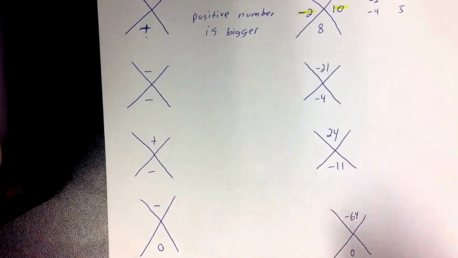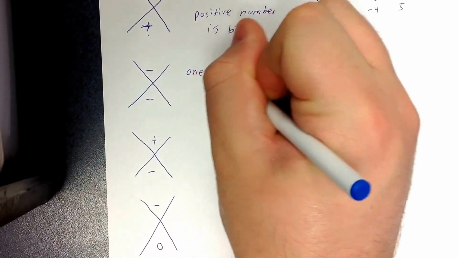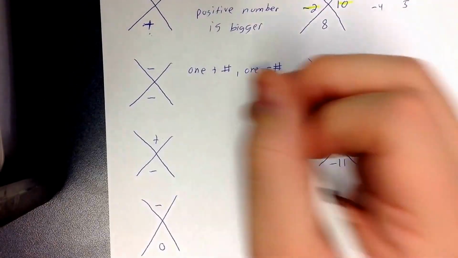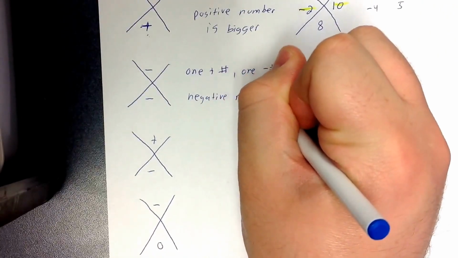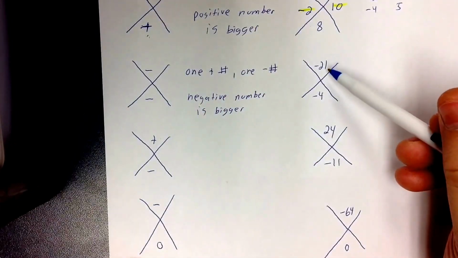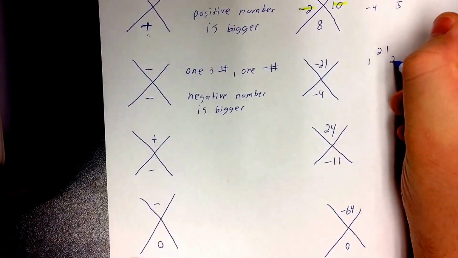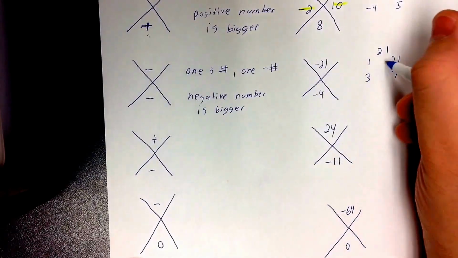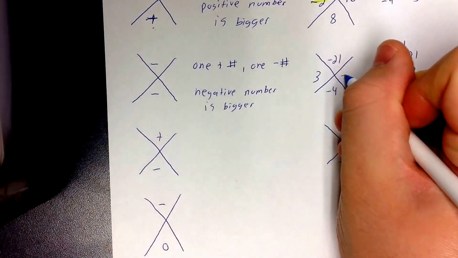Now I could also have a situation where I have a negative on top and a negative on bottom. This again is still one positive number, one negative number. This time the negative number is bigger. So if I got negative 21 on top and negative 4 on the bottom, again I want to find numbers that go into 21. So that's either 1 and 21 or 3 and 7. And I know the bigger number has to be negative. So I look at which one adds up to give me negative 4, and that would be 3 and negative 7.